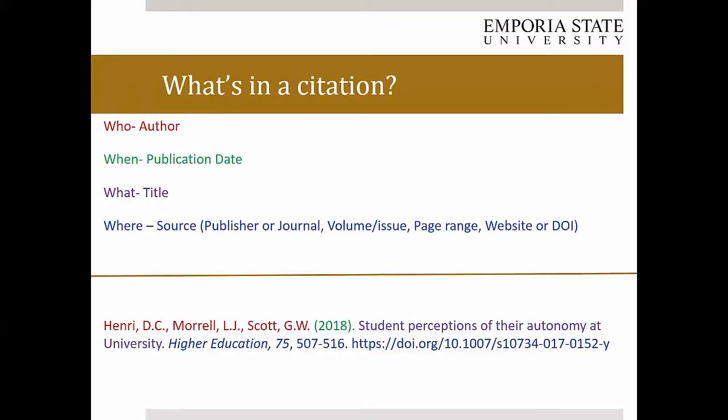So what is in a citation? There are 4 key things that you need to include in every citation that you create. First off, you need to know who wrote the work or created the work. This could be an individual, it could be several individuals, or it could even be an organization, which is often the case with websites or government documents.